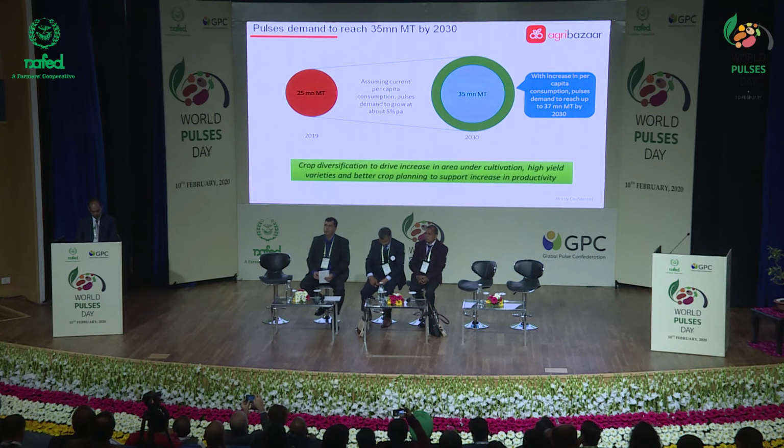Coming to the role of technology, currently we have a 25 million metric ton requirement of pulses in the country, and with a 5% growth rate, by 2030 it should be around 37 million metric tons. This quantity increase can be met by an increase in the area under cultivation plus an increase in the area under production. That can help us reach the goal.